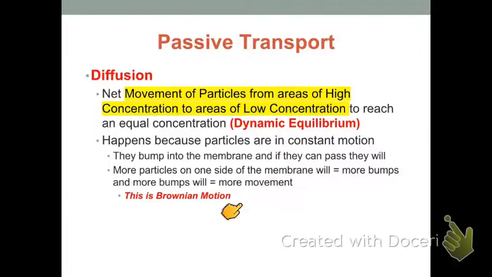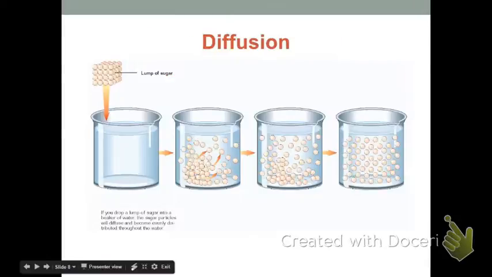It happens because, again, the particles are in constant motion, so they bump into the membrane, and if the particles can pass, they will. The more particles on one side of the membrane will equal more bumps, and more bumps will equal more movement. This is called Brownian motion again, and that should make sense. If you've got a highly concentrated area, more particles are going to bump into that cell membrane, and more will pass if they can.